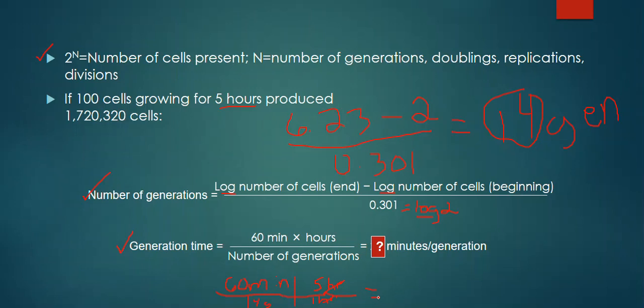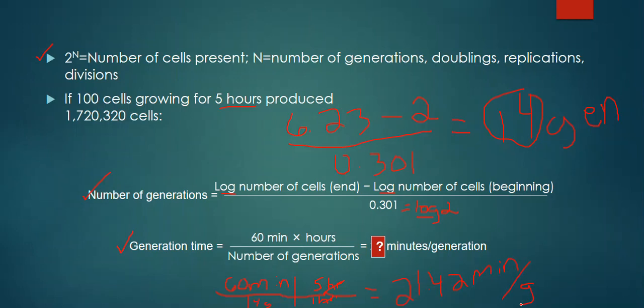And if we calculate that out, divided by, not 40, 14, we have 21.42 minutes. And we have minutes per what? Making sure that our units are right, minutes per generation. And that would be our correct answer.